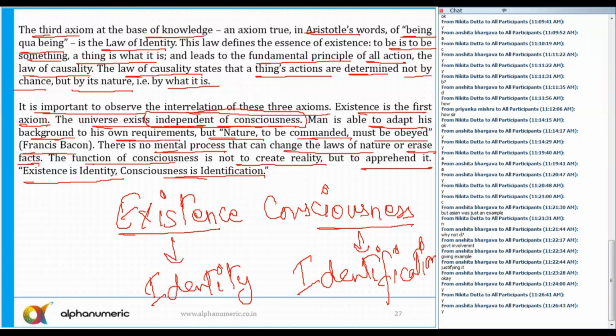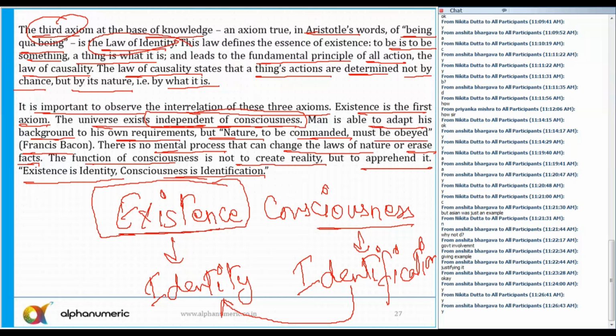It is identification. So consciousness is identification, existence is identity. It is through identification that you perceive the identity. It is through the identification that you come to know about an identity. So these are two things which he talks about. The third, the third axiom, the law of identity. What does he tell you? He talks about existence. When something exists, it exists according to its nature, not because of chance. So these are the three laws that he's talking about.